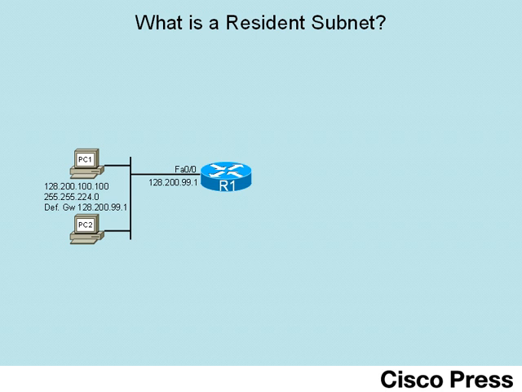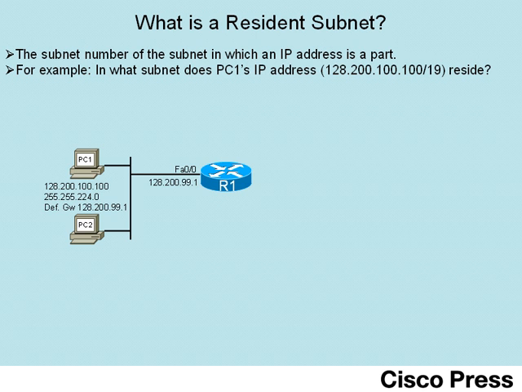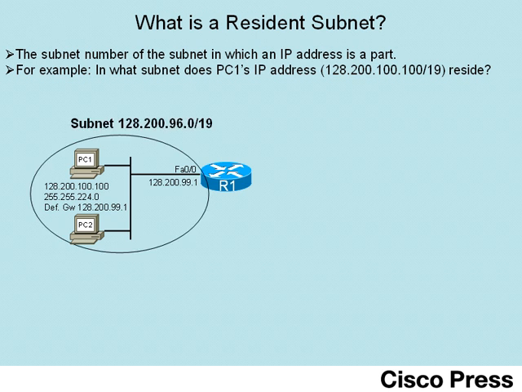Before taking a look at the process, let's take a closer look at what I mean by resident subnet. Every IP address assigned to a host when subnetting is used is inside a single particular subnet. So the resident subnet is the subnet number of the subnet in which an IP address resides, or an IP address is a part of. For instance, here in the figure we have PC1, and it's been assigned an IP address of 128.200.100.100, and it's got a mask of /19 or 255.255.224.0. Now the question is, what is the subnet number in which this IP address resides? As it turns out, the subnet number is 128.200.96.0 with that same /19 mask.